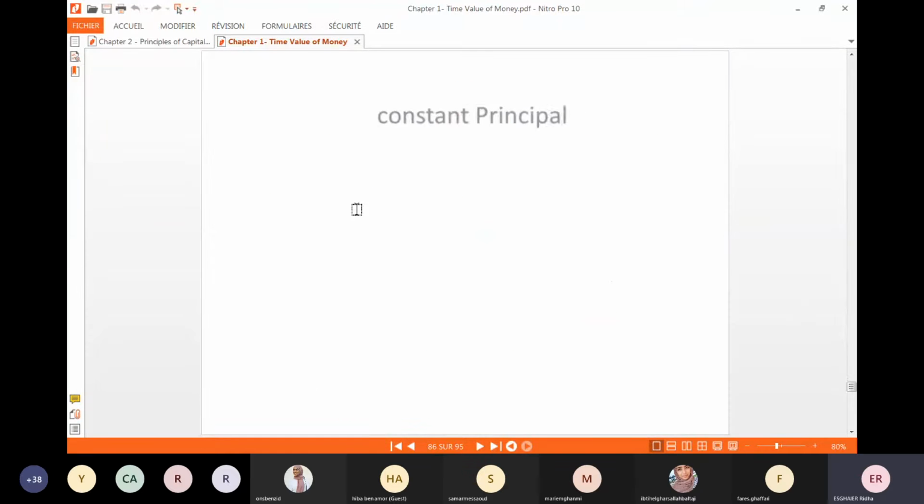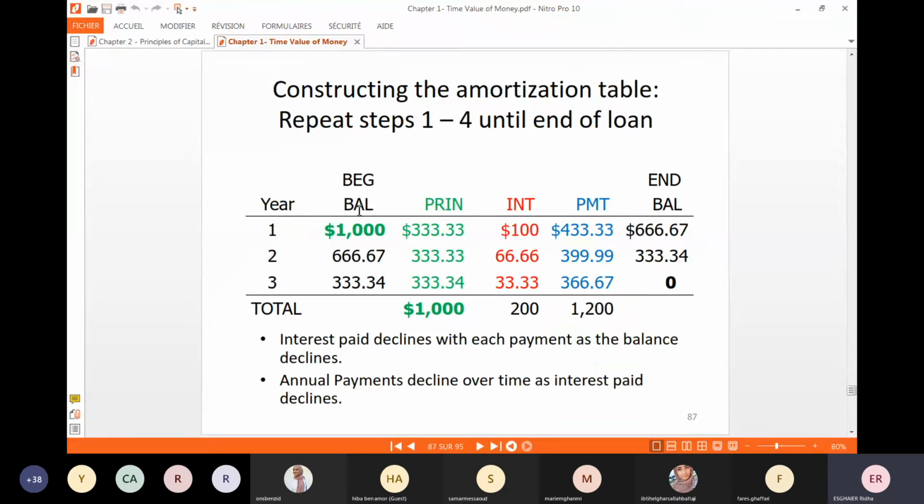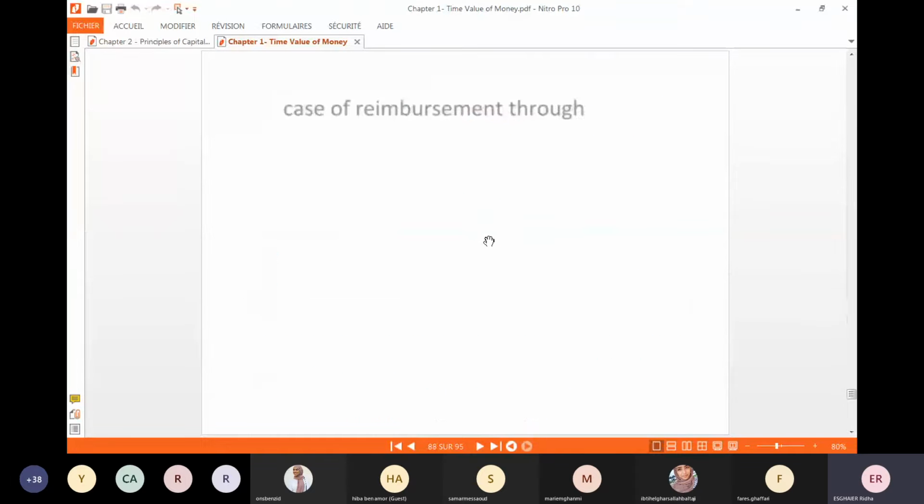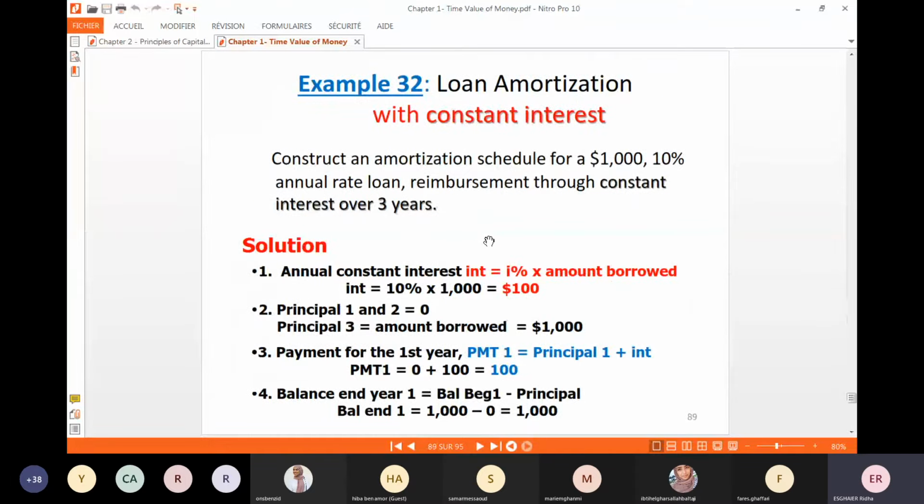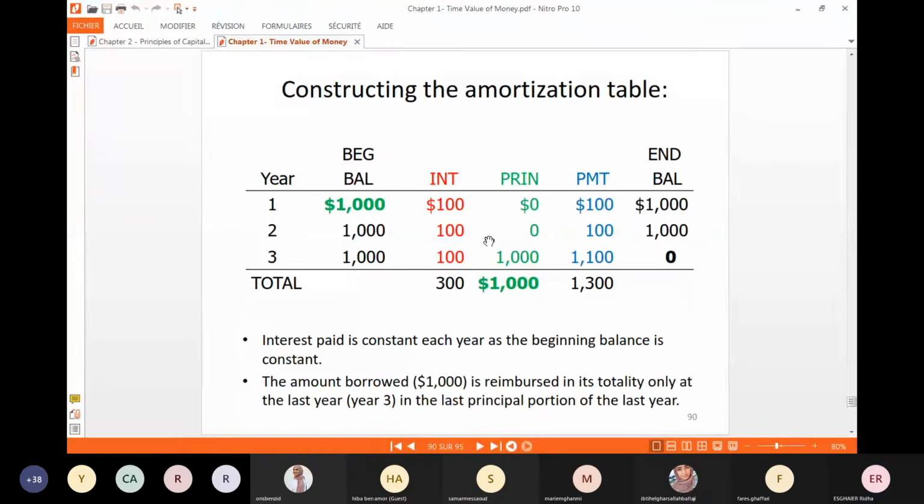Present value of 433.33, 399.99, 366.67 today, their present value is 1,000. The same thing for 100, 100, and 1,100. Present value is 1,000. So the cost for us is the same because the interest rate is the same. But according to the availability of funds, of cash, the company will choose the first, the second, or the third modality of reimbursement according to the availability of cash.